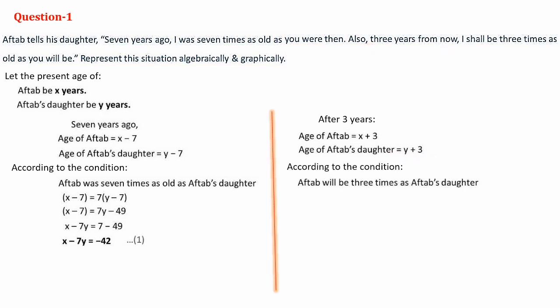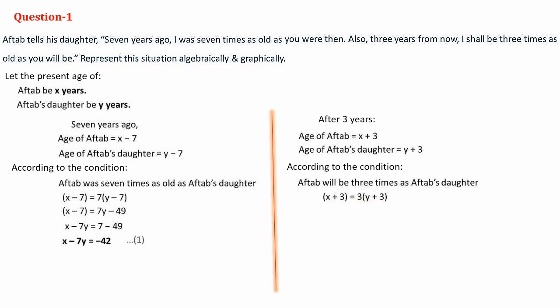Then let's write the condition. Aftab will be 3 times as old as his daughter. Here it is mentioned, I shall be 3 times as old as you will be. I means Aftab, and you means his daughter. So Aftab will be 3 times his daughter's age, that is x plus 3, Aftab's age, is 3 times his daughter's age, that is 3 into y plus 3.